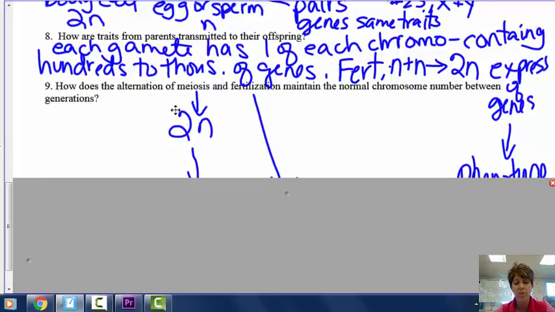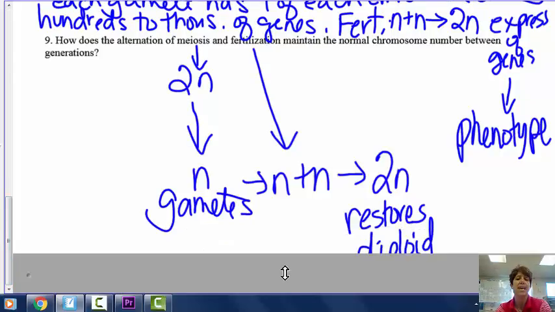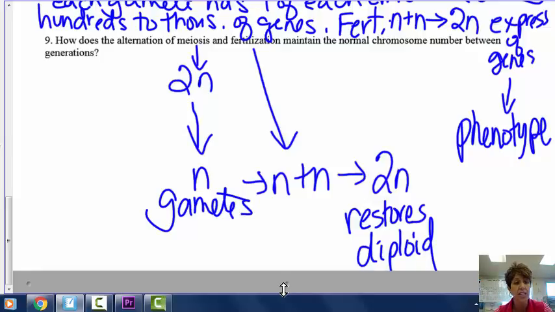All right, how does the alternation of meiosis and fertilization maintain the normal chromosome number? So meiosis starts with a diploid cell, and the diploid cell goes through meiosis and produces a gamete, and the gamete only has N, half the chromosome number. Then you put two gametes together at fertilization, and that restores the diploid number. So it goes back to 2N for the zygote, and then the zygote goes through cleavage and divides until you have an embryo.